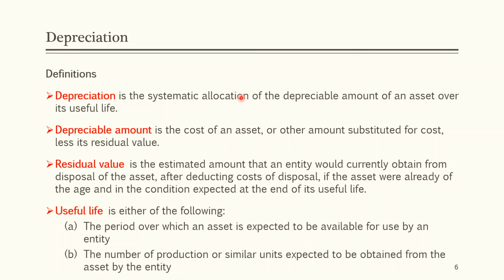Useful life is either of the following. First, the period over which an asset is expected to be available for use by an entity. Time basis: for how many years we are going to use this asset. And the second, part B, is the number of production or similar units expected to be obtained from the asset by the entity. Unit basis: how many units we are going to produce with this asset. The management can decide either of these two, whether to determine the useful life on a time basis or on a unit basis. That is up to the management.